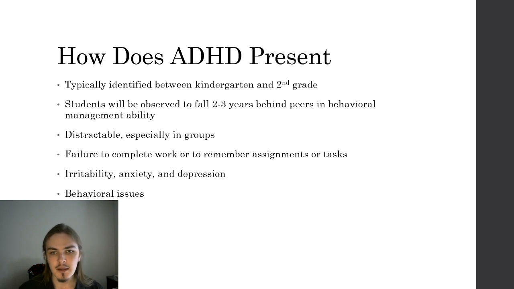So, how does it present? Typically, it'll be identified between kindergarten and second grade. This is because this is where you start observing those behavioral issues and falling behind peers in behavioral management. Typically, students will fall about 2 to 3 years behind peers, which reflects that 2 to 3 year lack of development in the prefrontal cortex.